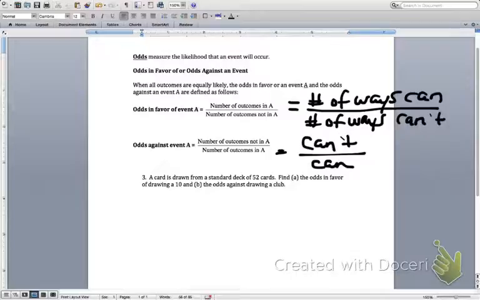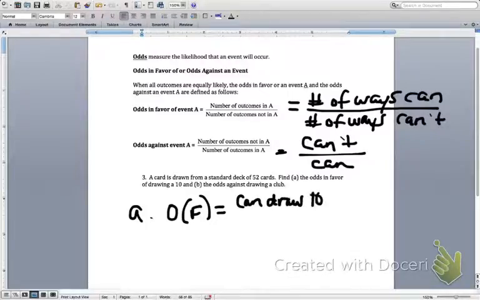Example 3, a card is drawn from a standard deck of 52 cards. First, we are going to find the odds in favor of drawing a 10. So we're going to do odds in favor. Odds in favor of drawing a 10, which means the number of ways we can draw a 10 over the ways you can't draw a 10.